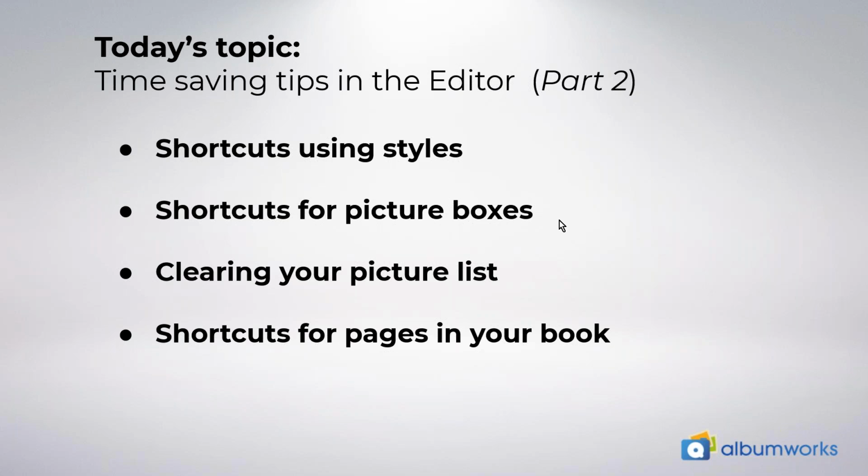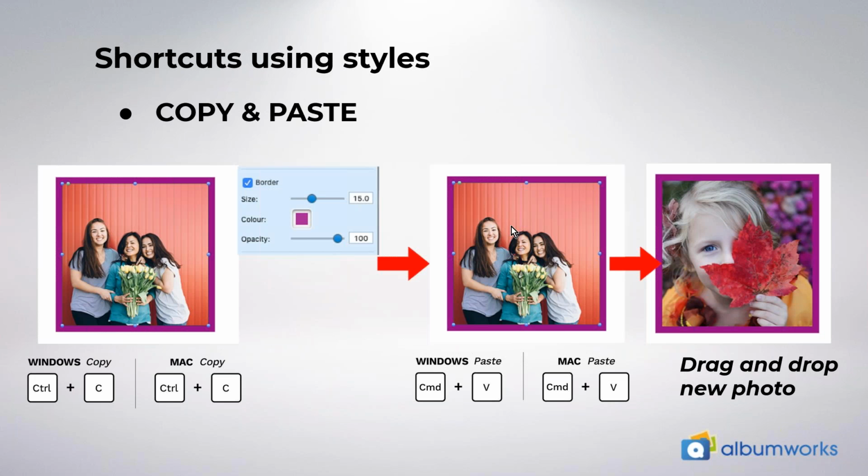Okay, so let's get started. Firstly, one of the best ways to save time is by finding ways to cut down on repetitive tasks. A good example is the copy and paste function. Copy and paste can be applied to picture boxes, text boxes, backgrounds, pretty much anything that you can select on the page of your photo book.